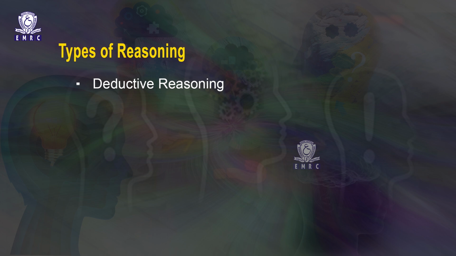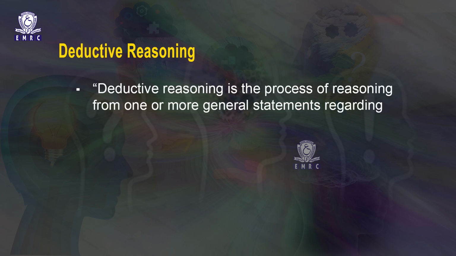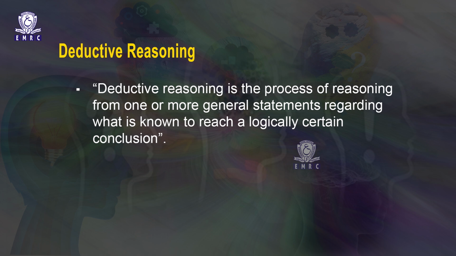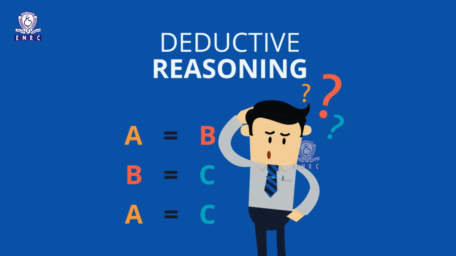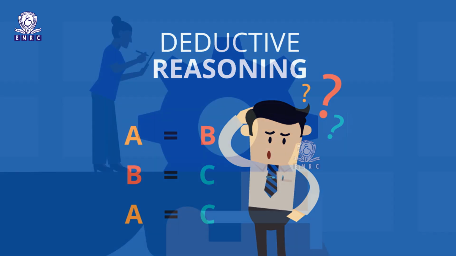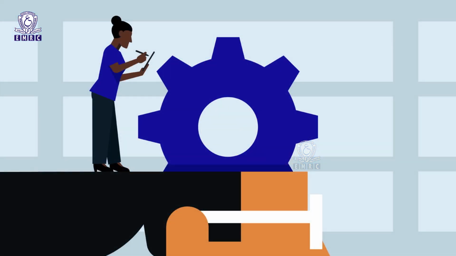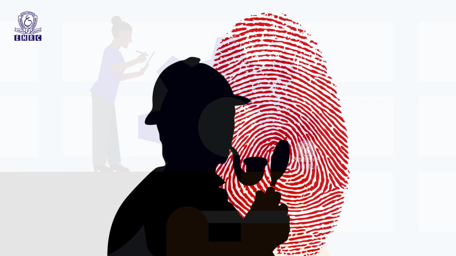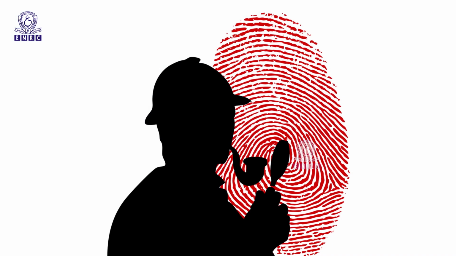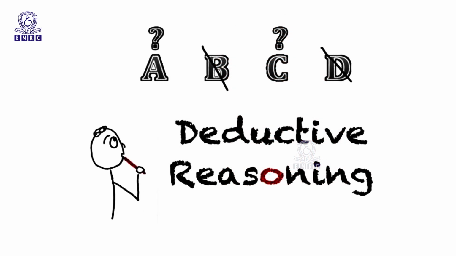So first let's discuss deductive reasoning. Deductive reasoning is a process of reasoning from one or more general statements regarding what is known to reach a logically certain conclusion. Deductive reasoning goes from general to the specific or particular. In deductive reasoning, no new information is added. The conclusion drawn represents information that was already implicit in the premises.